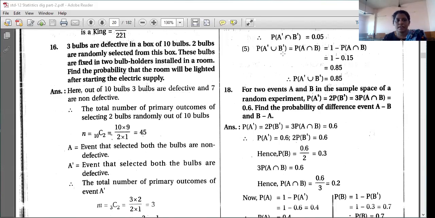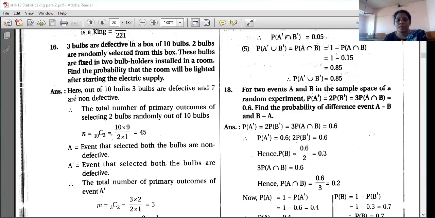Okay, so let's start with our question number 16. All of you look into your textbooks. So your question is the 16th one. Three bulbs are defective in a box of 10 bulbs. Two bulbs are randomly selected from this box. These bulbs are fixed in two bulb holders installed in a room. Find the probability that the room will be lighted after starting the electric supply.